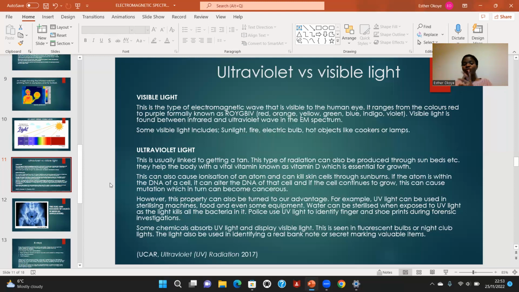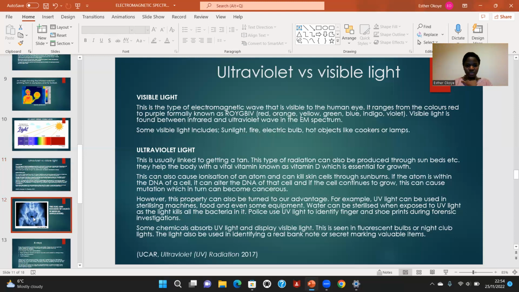Some chemicals absorb UV light and display visible light. Now, this is where the comparison comes. This is seen in fluorescent bulbs, like in a clubhouse, or also some of the galaxy bulbs or galaxy toys that we buy to help the baby sleep. They are also exuding, that is UV light exuding visible light. We can see different colors, purple, different colors coming out from that equipment.